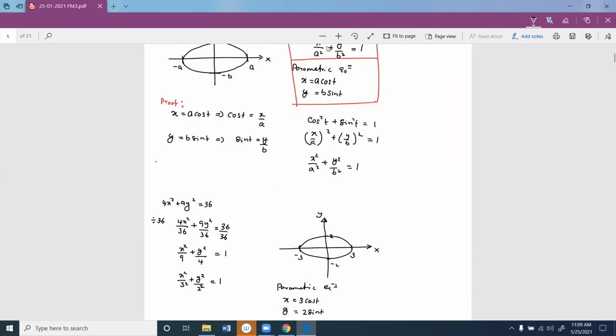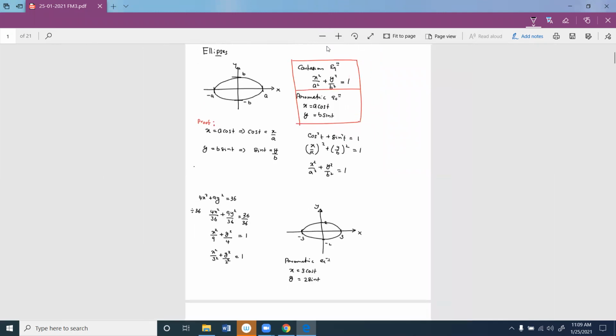So this is the concept. I'll minimize this a little so you can see the complete note. If there's an ellipse passing through a and b over here, the Cartesian equation becomes x squared over a squared plus y squared over b squared equals 1. The parametric equations are x equals a cos theta and y equals b sin theta. So this is the proof of forming the Cartesian equation from the parametric equation.